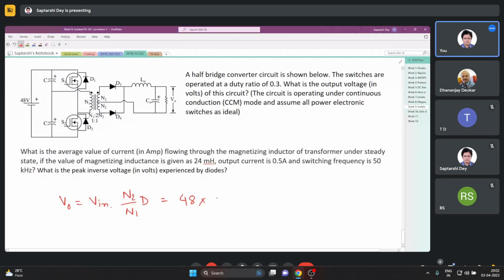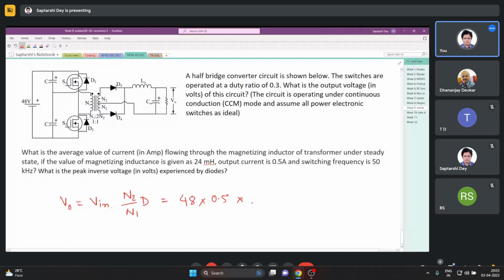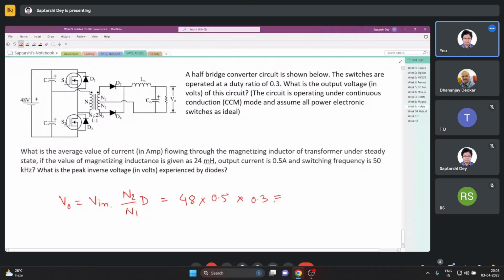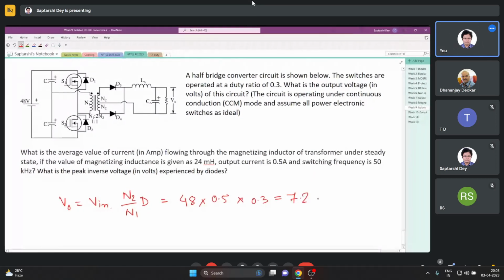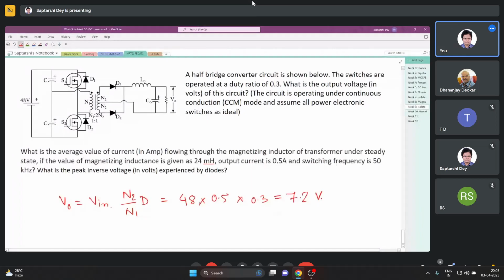So it is 0.5. Right? It is 0.5 times the duty ratio. What is the duty ratio? 0.3. 48 half is 24, 24 times 0.3 is 7.2 volt.